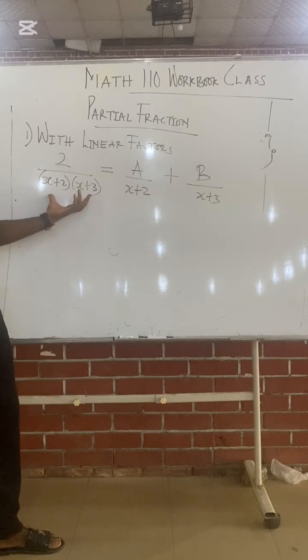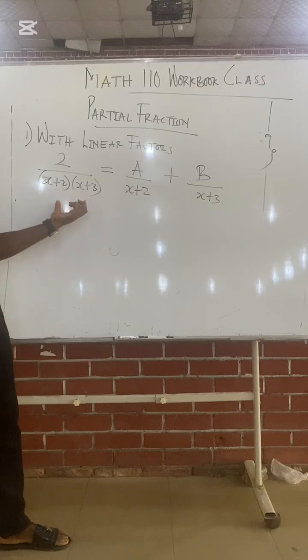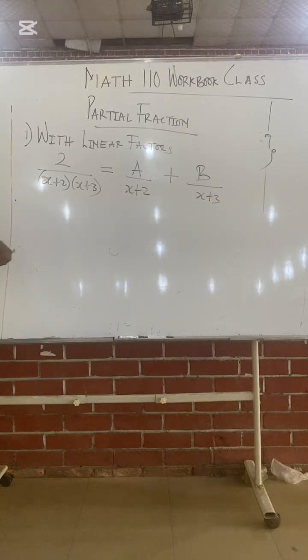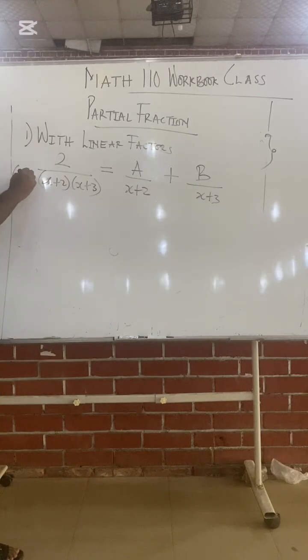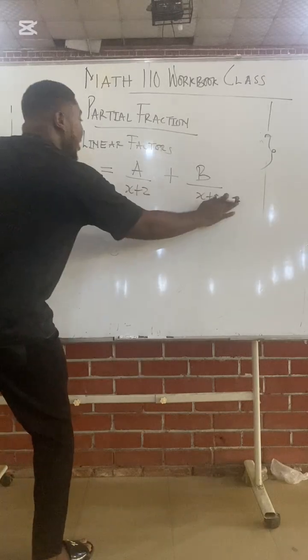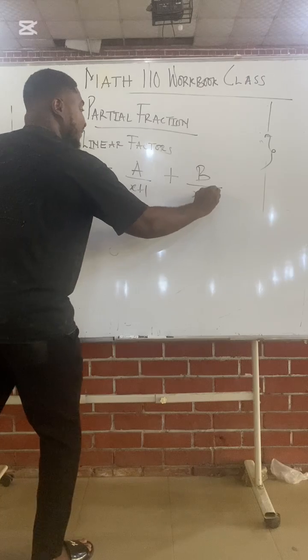You are asked to decompose 2 all over (x plus 2)(x plus 3) into partial fractions. Class, you know that there are 2 possible fractions that will give this fraction. Do you know why? Because I have 2 denominators. If my question possesses 3 denominators, it means that my answer will be 3 possible partial fractions. It means that I will say A over x plus 1, plus B over x plus 2, plus C over x plus 3.